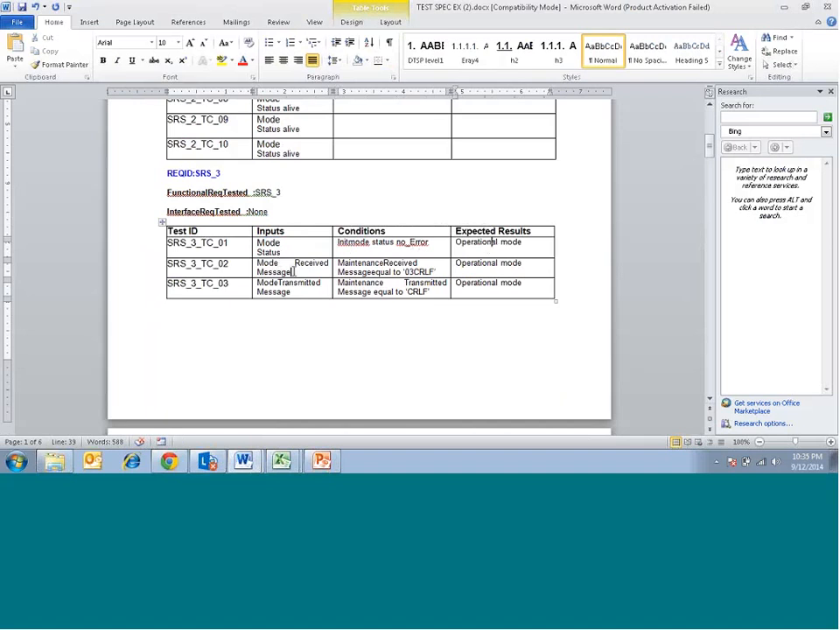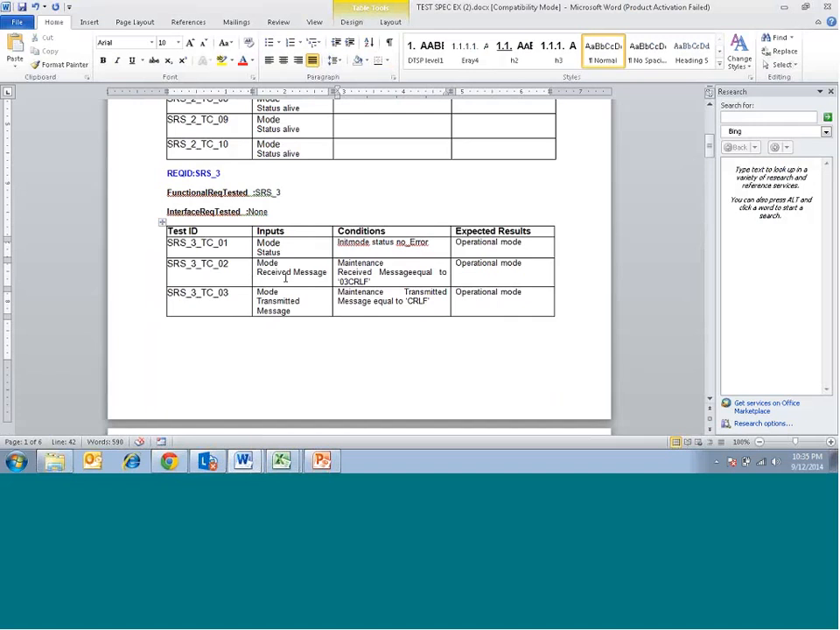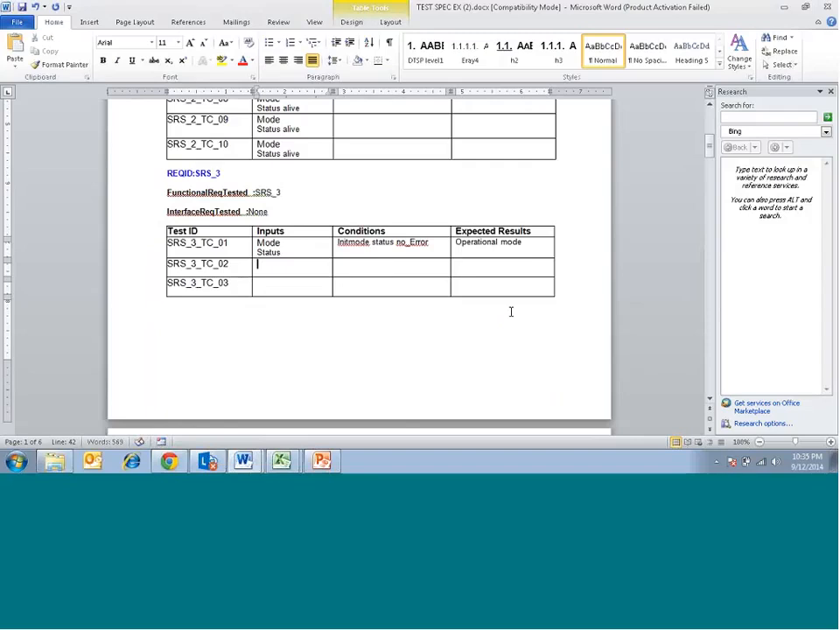Mode, received message. So this is not a right test case. Maintenance mode. Okay, let's not write to this. We will try to do simpler one. Mode, status. Non-init mode. Okay, let's put it more simpler. It is in init mode.